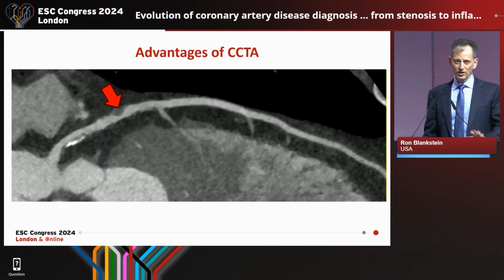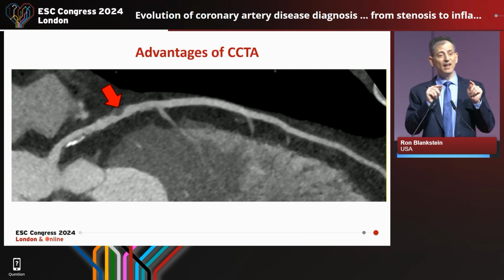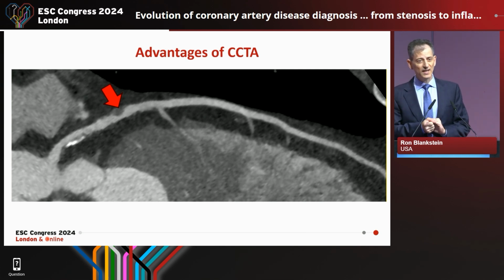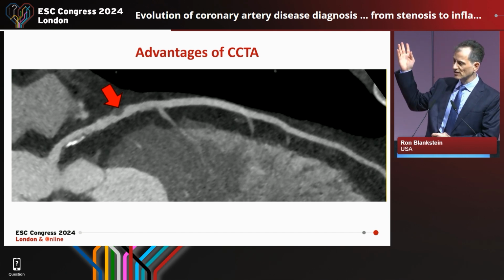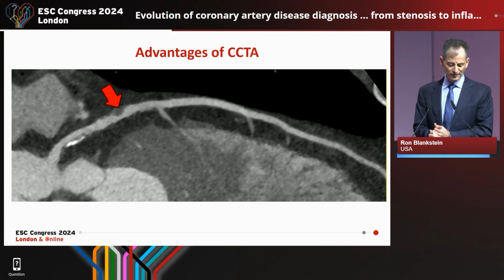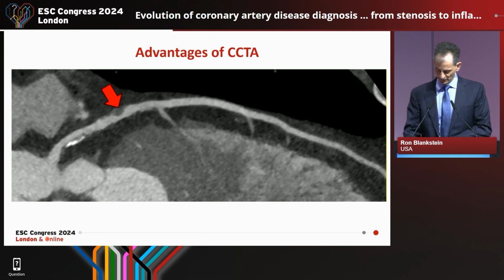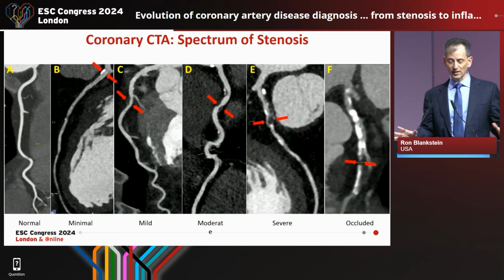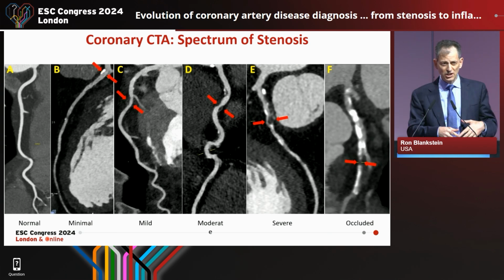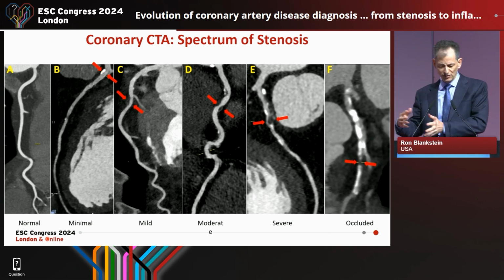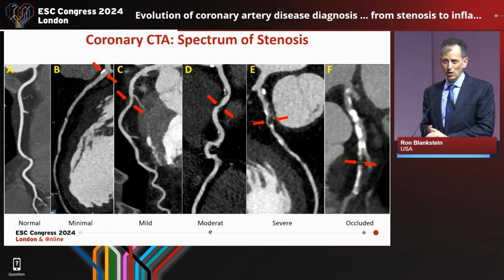Let's talk about coronary CT angiography. One of the advantages of coronary CT is that we can detect both obstructive and non-obstructive disease. We can detect both calcified plaque and non-calcified plaque, and on this slide is a nice example of non-calcified plaque in the proximal LAD. And of course, we can detect the whole spectrum of stenosis on this slide, going from left to right, ranging from minimal, mild, moderate, or severe stenosis. So if our goal is to detect stenosis, we can do that.